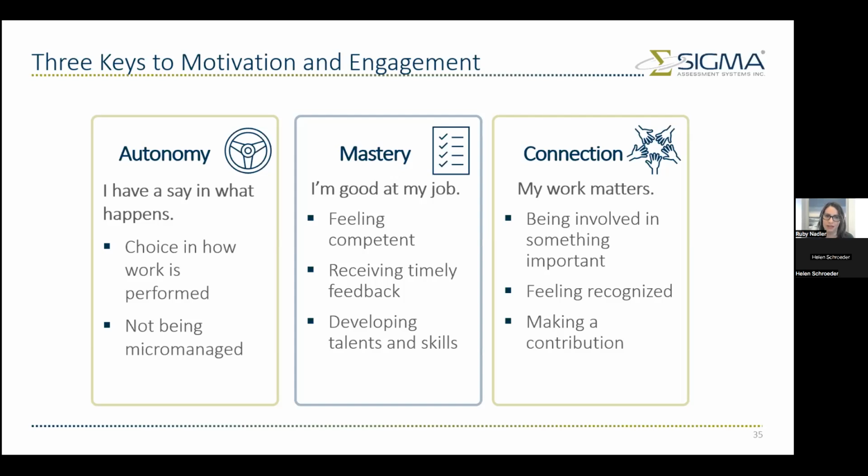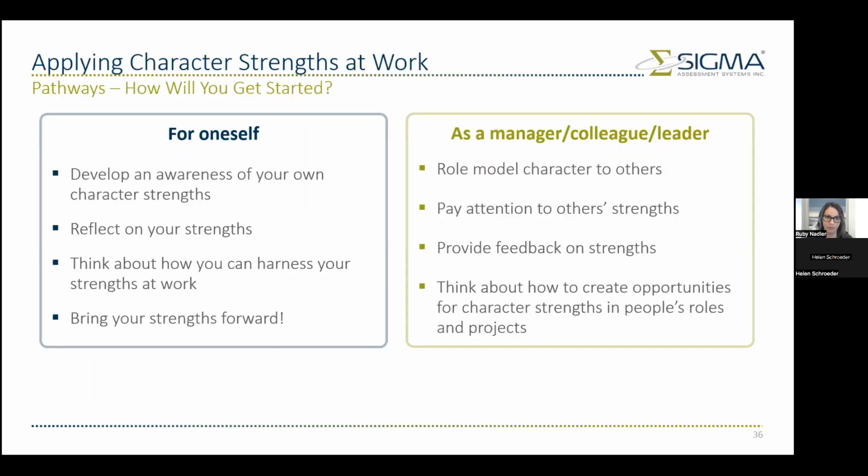So again, tying character strengths appreciation into people's work really fosters stronger connections, it fosters greater flourishing, and it helps people to bring their whole selves to work. So character strengths really help to increase motivation and engagement. So understanding that connection is really helpful.